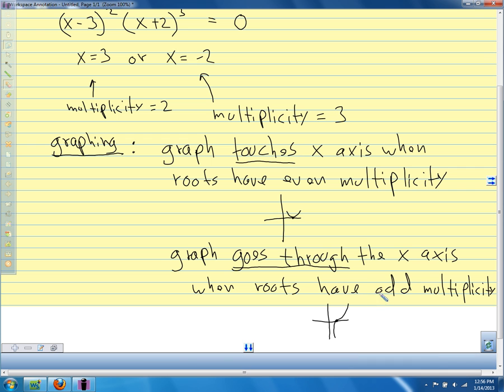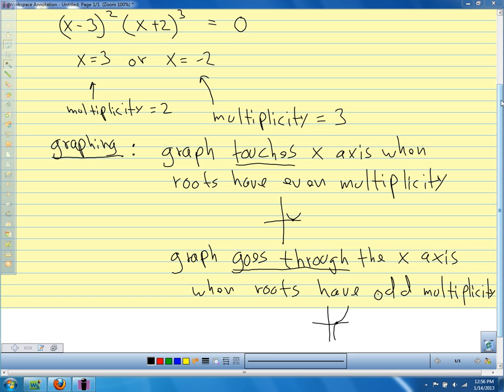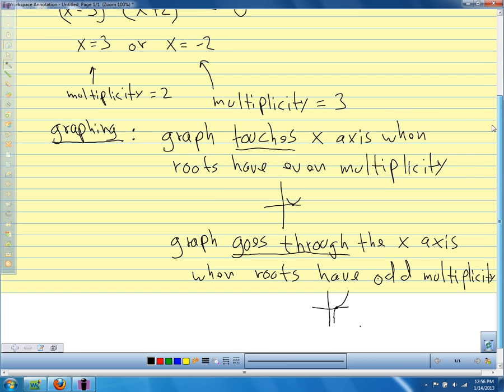So this gives you another tool for sketching graphs of functions. For this particular one, we know that at x equals 3, our graph is just going to touch the axis, and at x equals minus 2, our graph is going to go through the axis. So this is where multiplicity helps us out with sketching graphs. Questions on what multiplicity is, and what it tells us about the graph of our function?